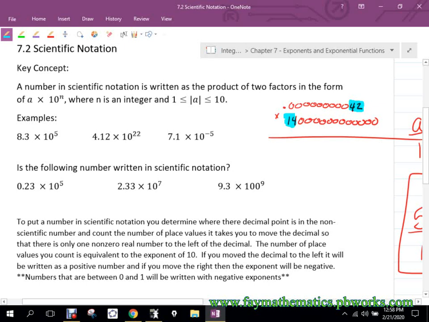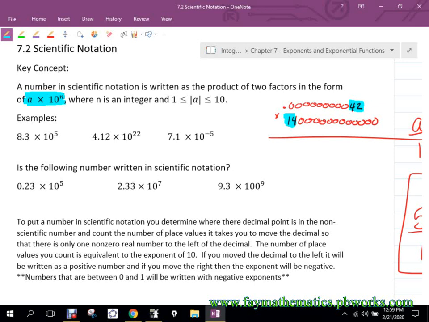Our textbook discusses that scientific notation is of that form where we have A, which is going to be some number between 1 and 10, any real number between 1 and 10. It can be 1 and it can be 10, but if they are 1 or 10, they're kind of trivial. There's better ways of writing those numbers. So we're usually looking at numbers like 8.3 or 4.12 or 7.1. Does that kind of make sense? Those are numbers that are between 1 and 10. So our number up front is going to be that type of value, okay?